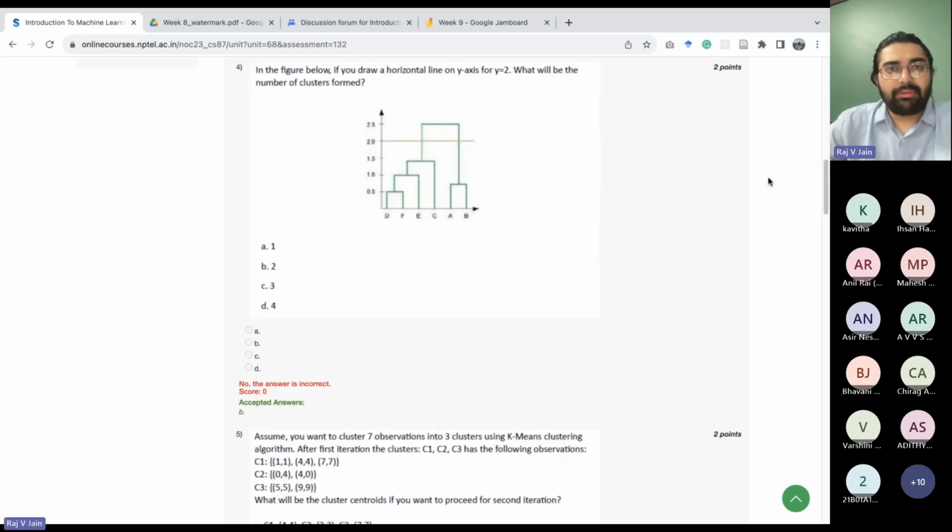All right. Question number 4. In the figure below, if you draw a horizontal line on the y-axis for y equal to 2, what will be the number of clusters formed? Ideally, this should be straightforward. 2 clusters, right? So C, D, E, F will be one cluster, and AB will form another cluster. Basically, however many lines in this dendrogram it cuts, that will be the number of clusters it forms. That is answer B.